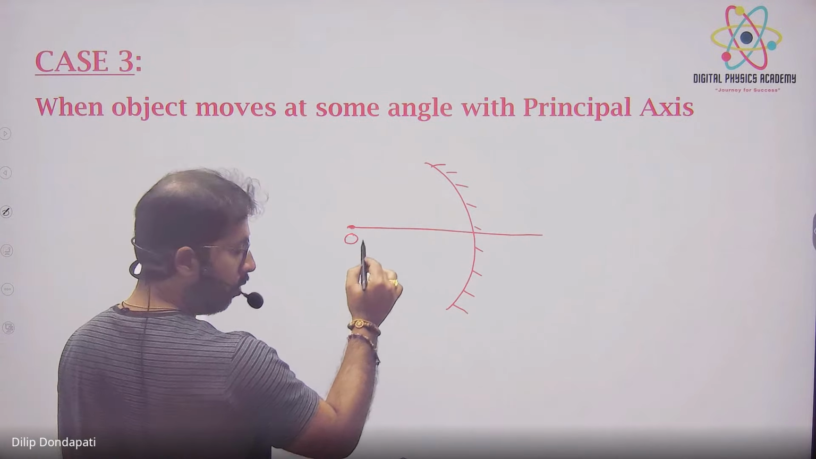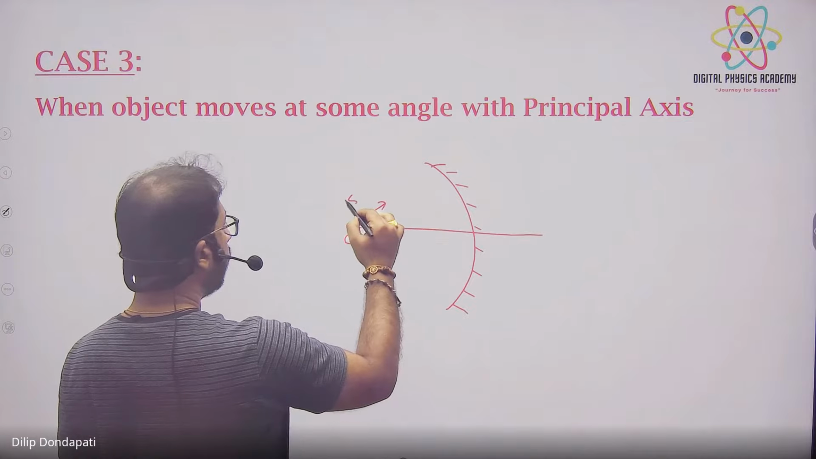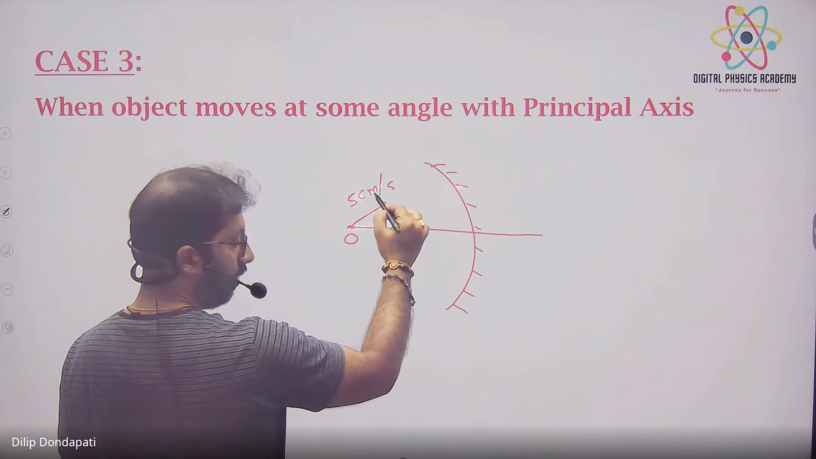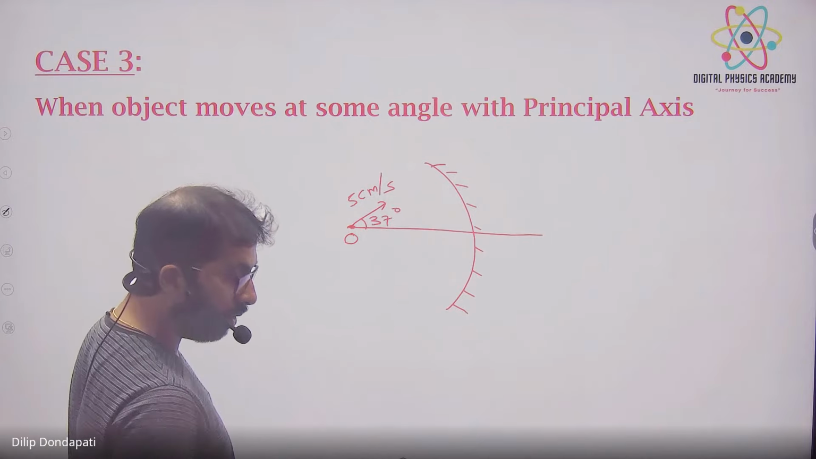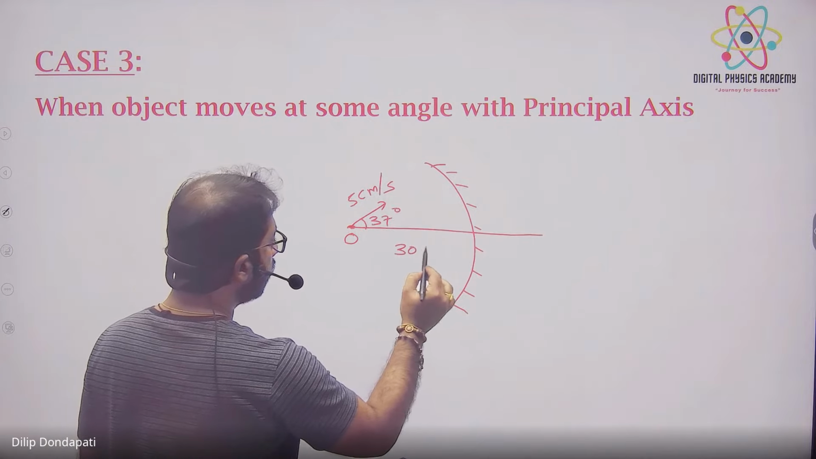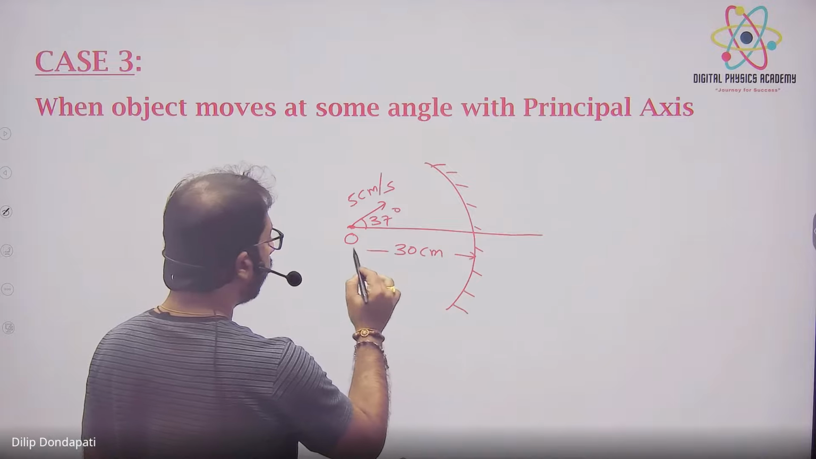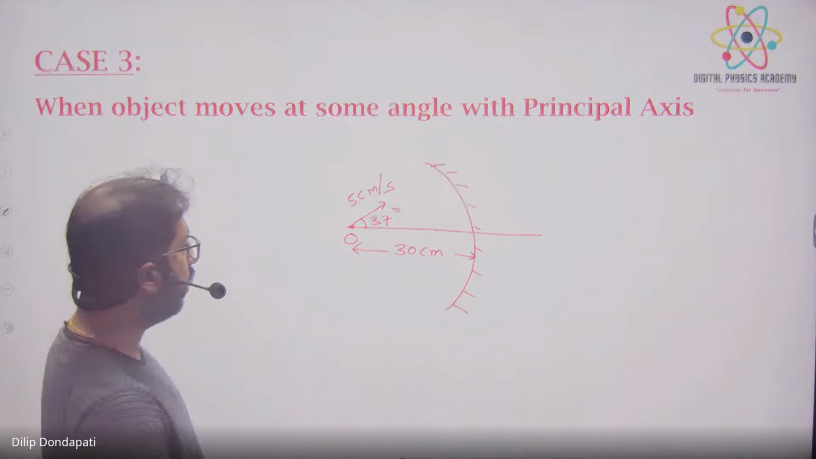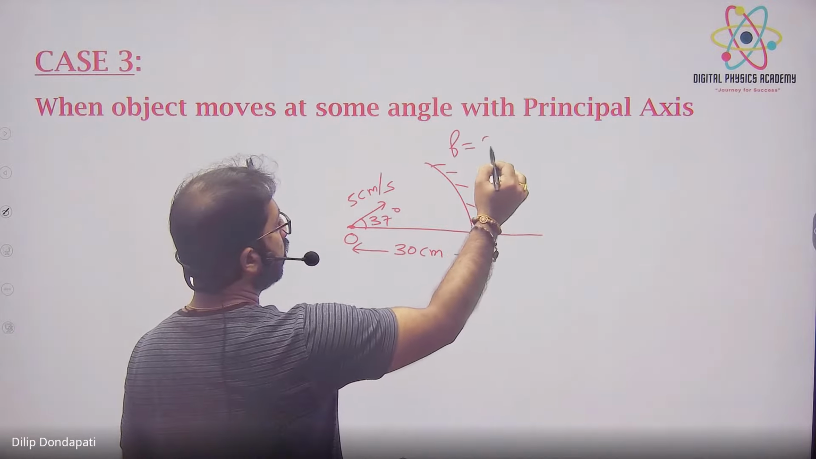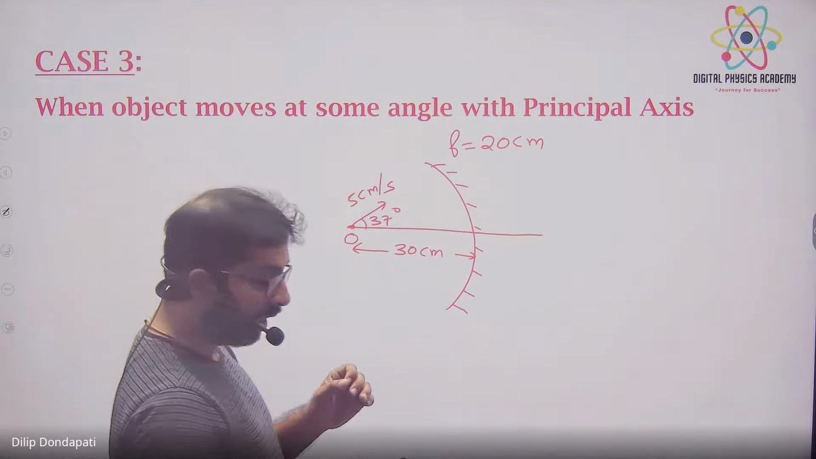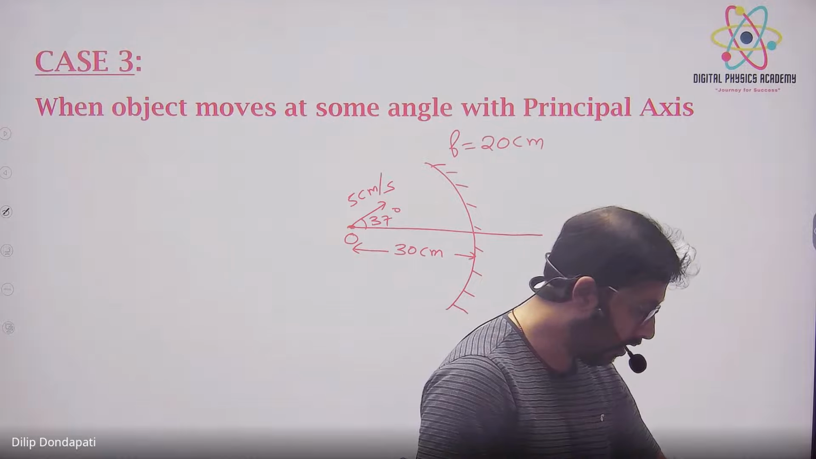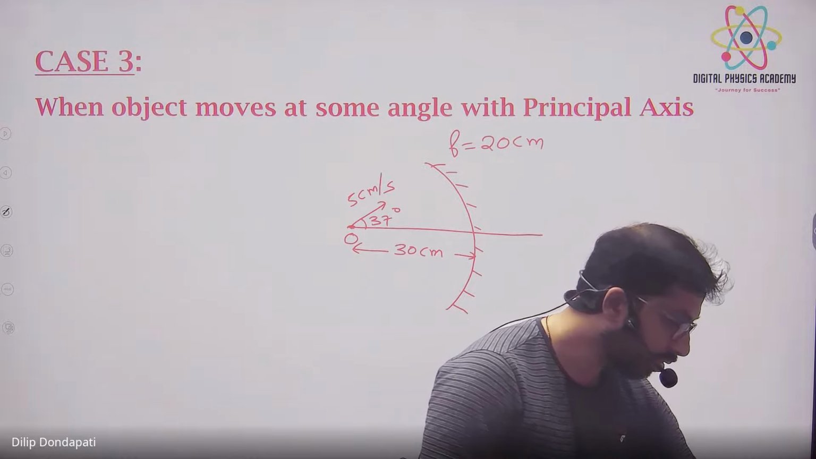Object, it is moving with 5 centimeter per second at an angle that is 70 degrees. And from here to here, it is 30 centimeters. And focal length is given as 20 centimeters. He is telling to find the velocity of the image. Velocity of the image. Okay.